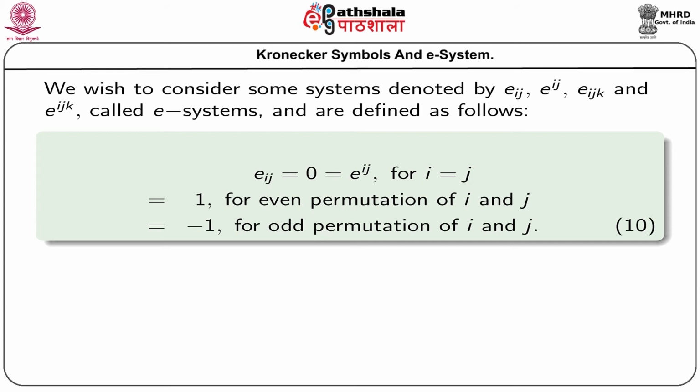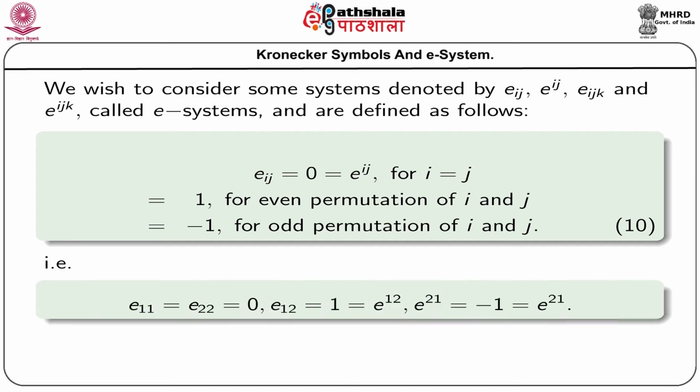Now, what is the meaning of this even permutation and odd permutation? If I see it elaborately, for the first condition E11 and E22 equal 0, and for an even permutation, that is 1 and 2, E12 equals 1. For an odd permutation, E21 equals -1.